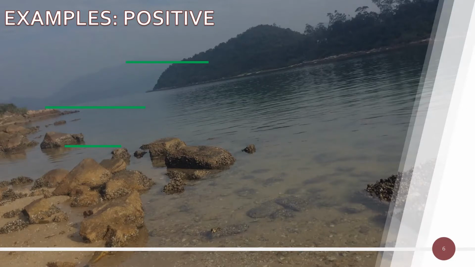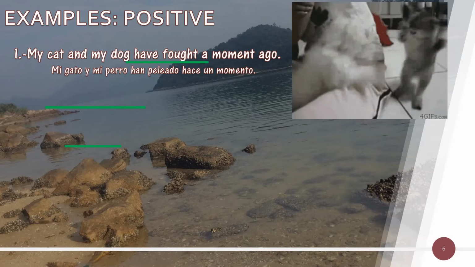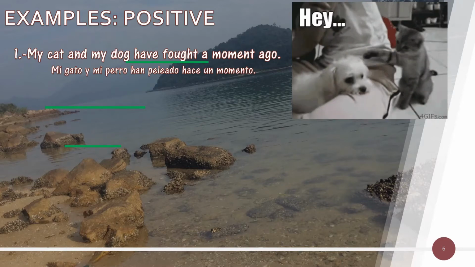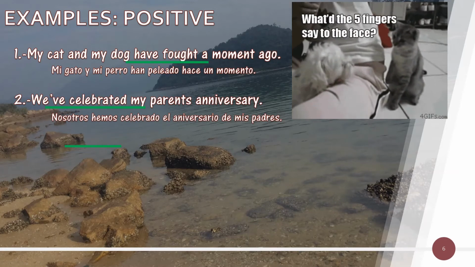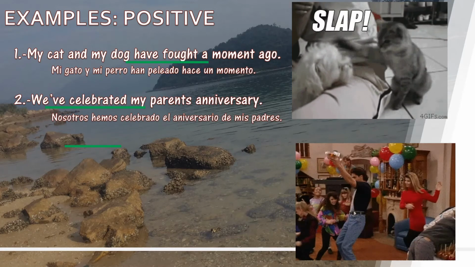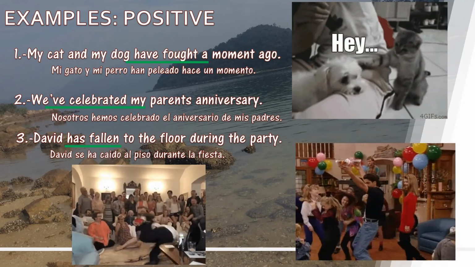Great guys, let's see some examples in the positive grammar rule. Number 1. My cat and my dog have fought a moment ago. Number 2. We've celebrated my parents' anniversary. Number 3. David has fallen to the floor during the party.